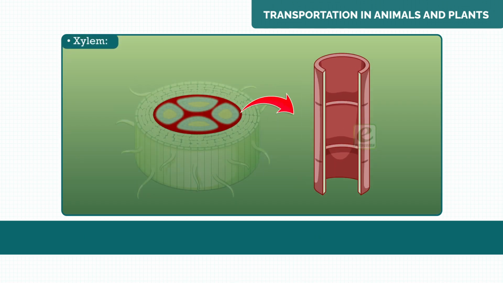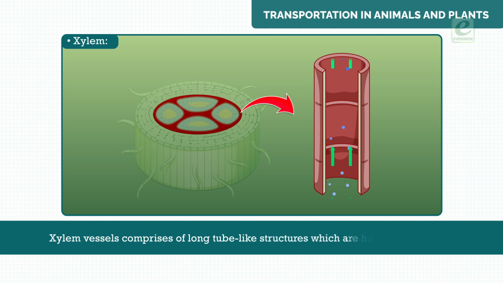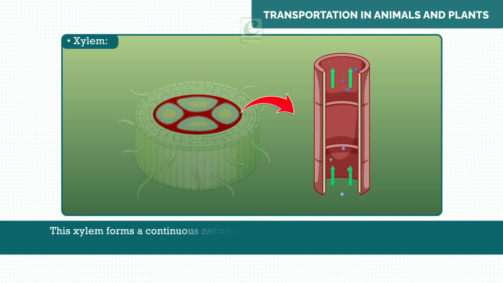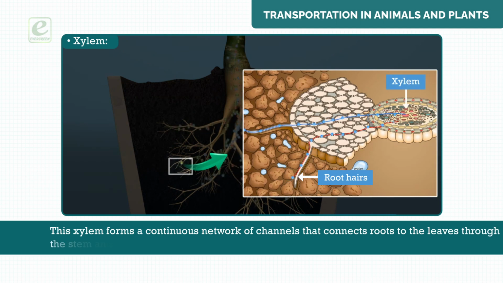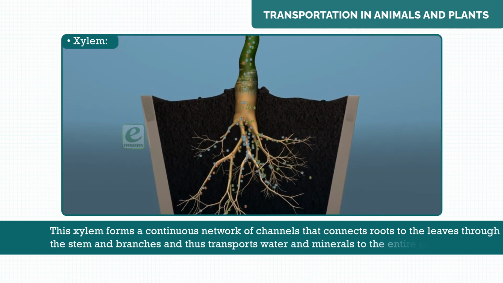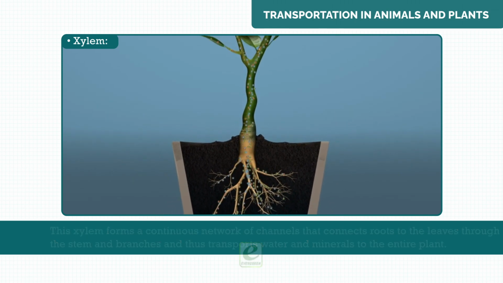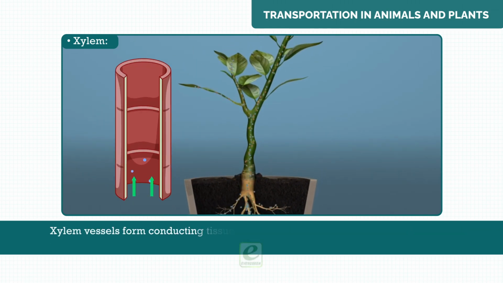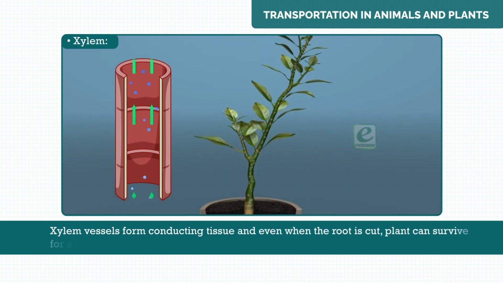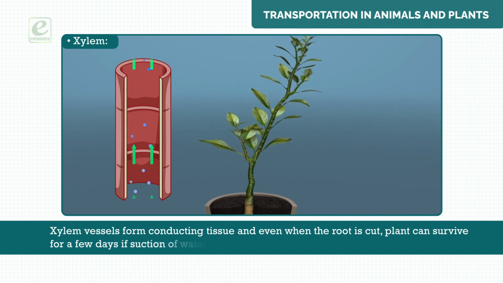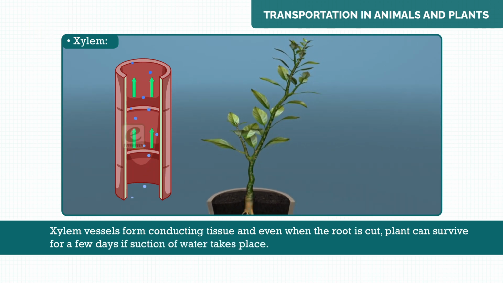Xylem. Xylem vessels comprise long tube-like structures which are hollow from within. This xylem forms a continuous network of channels that connects roots to the leaves through the stem and branches and thus transports water and minerals to the entire plant. Xylem vessels form conducting tissue, and even when the root is cut, the plant can survive for a few days if suction of water takes place.